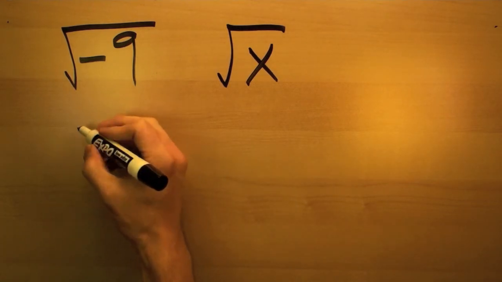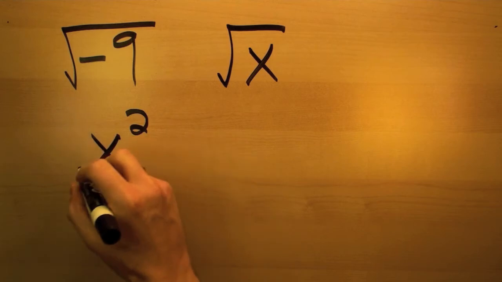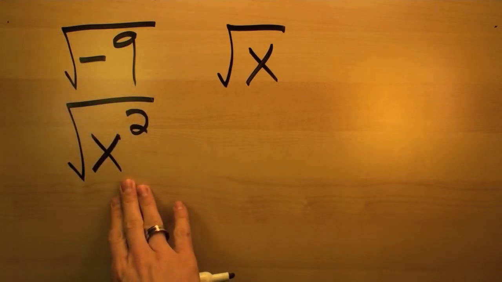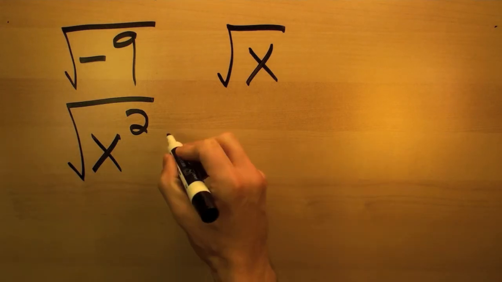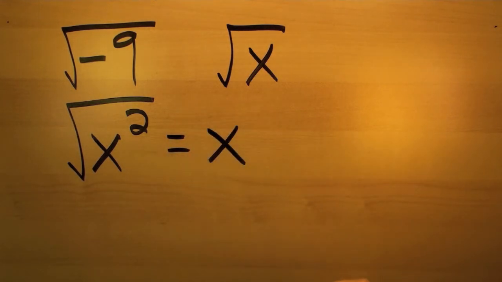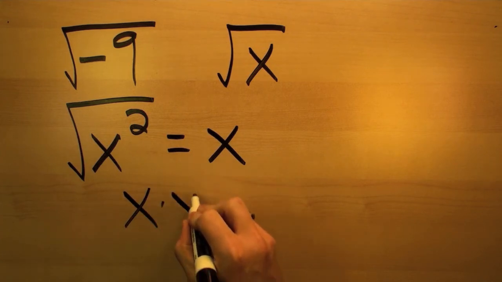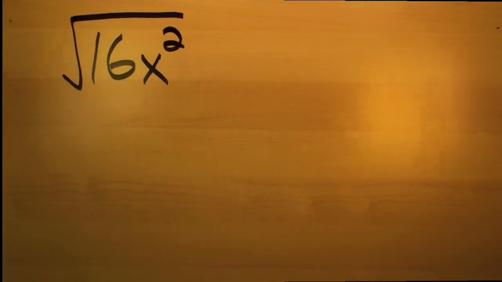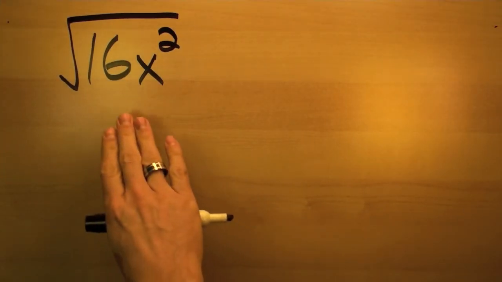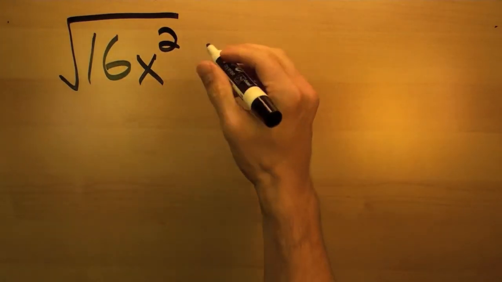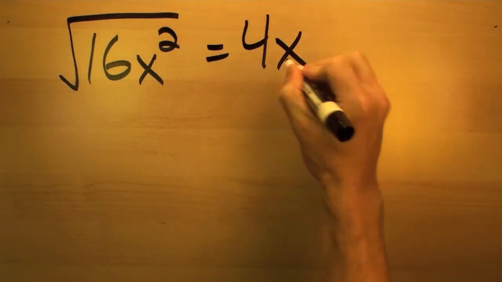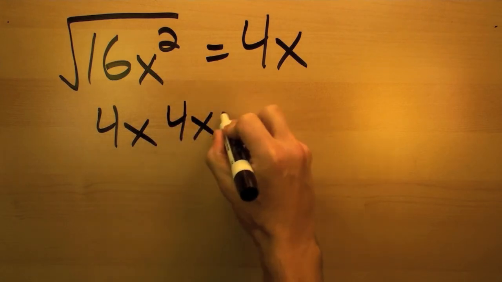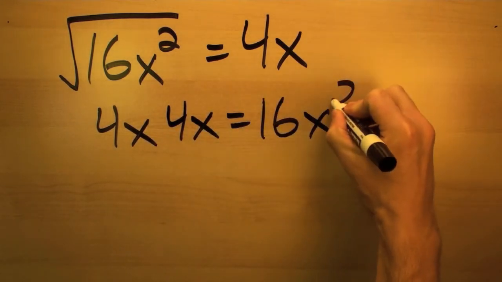So, that being the case, if we look at the square root of x squared, then we're asking what do we multiply by itself to get x squared, and the answer is x, because x times x is equal to x squared. Likewise, the square root of 16x squared would be equal to 4x, because 4x times 4x is equal to 16x squared.